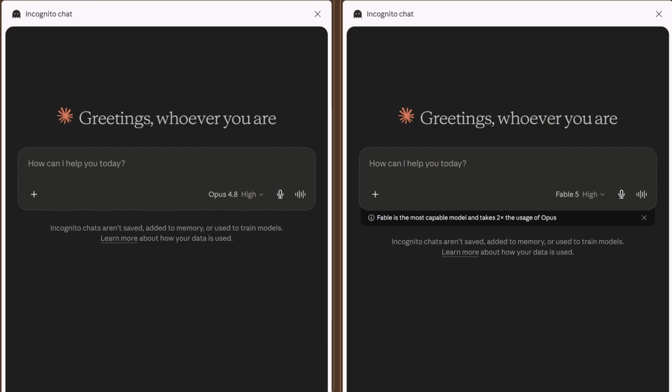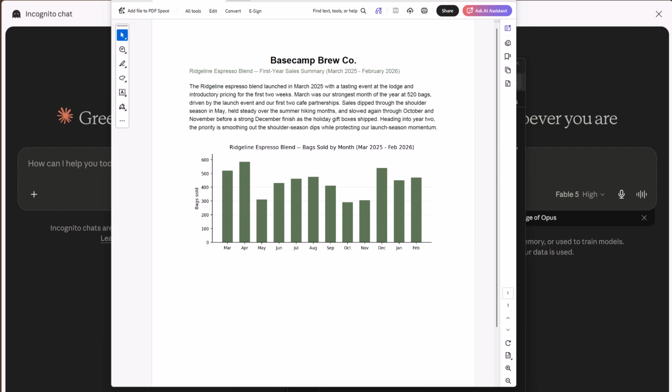Anthropic says Fable 5 can understand charts and tables nested inside files and PDFs. Anyone can claim that. So I built a document designed to catch a model that's faking it. Here's a one-page sales summary from Basecamp Brew Company. The text paragraph says March was our strongest month, but the bar chart right below it says that April is clearly higher, and the bars aren't labeled. So the only way to get April is to actually read the chart.